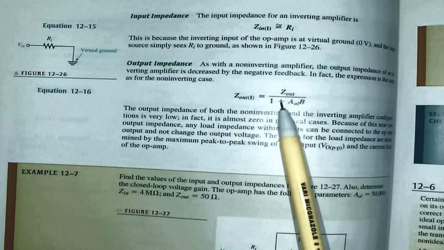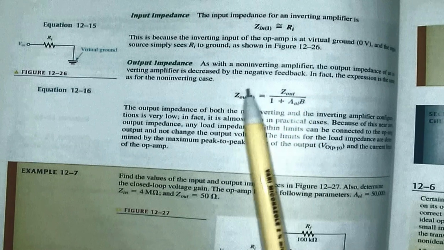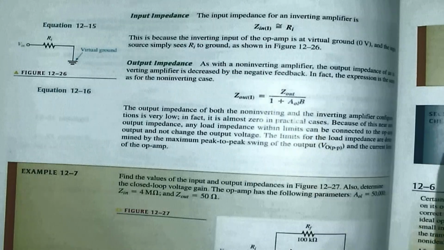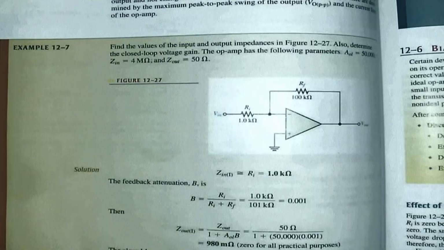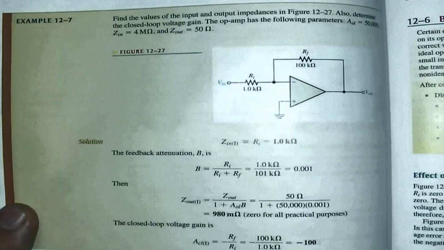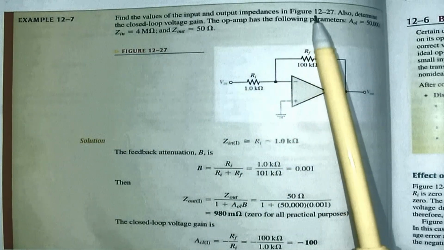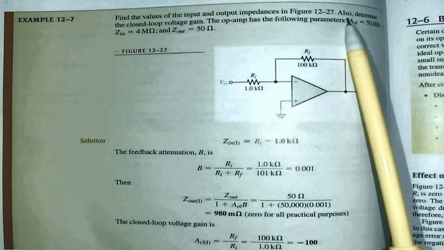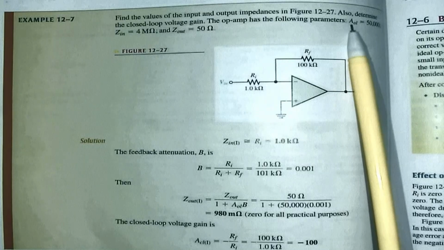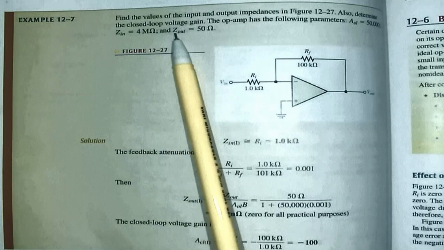Alright, the output impedance of that will be exactly the same as for the non-inverting amplifier, and that's going to be Zout over 1 plus the open loop gain times my attenuation. Let's have a look at the example. Example 12.7, they say find the values of the input and output impedance in figure 12.27. Also determine the closed loop voltage gain. The op-amp has the following parameters: open loop gain 500,000, Zin 4 megaohm, Zout 50 ohms.